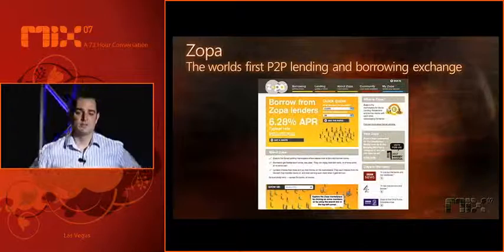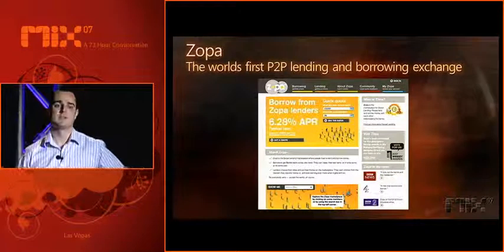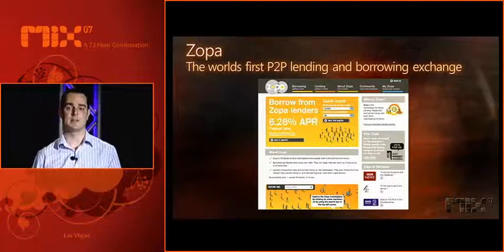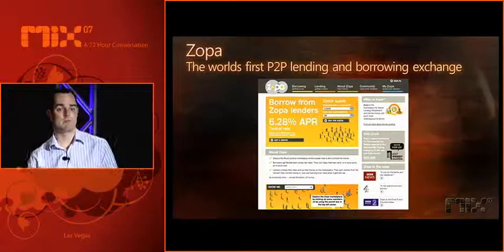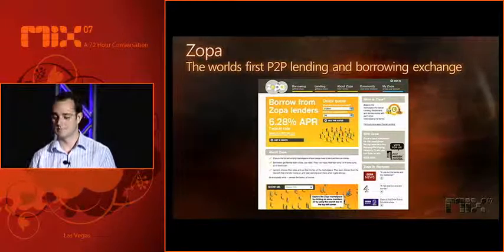Zopa is the world's first person-to-person lending and borrowing exchange. What that means quite simply is that we put people who want to lend money in contact with creditworthy people who want to borrow that money. And because there's no bank in the middle, actually both sides get a great deal.